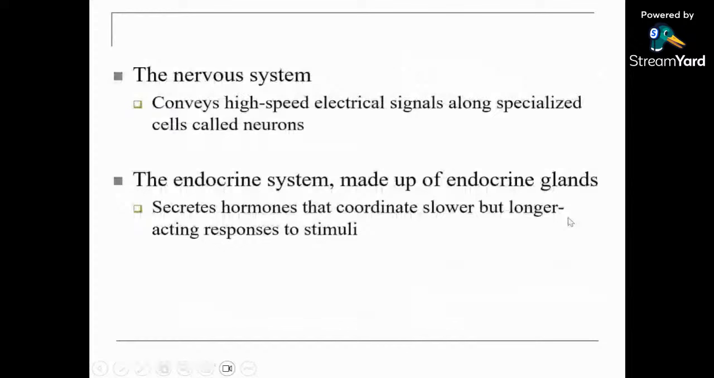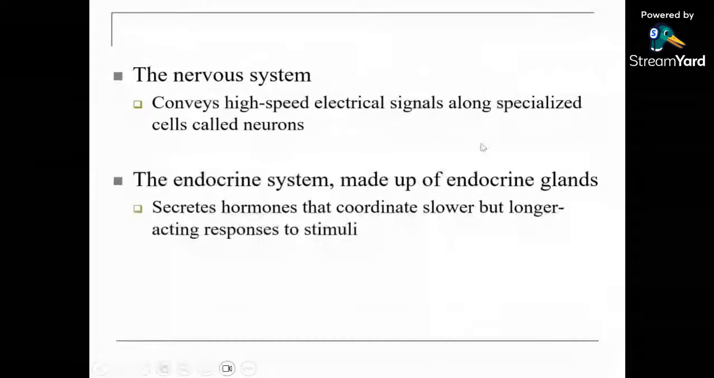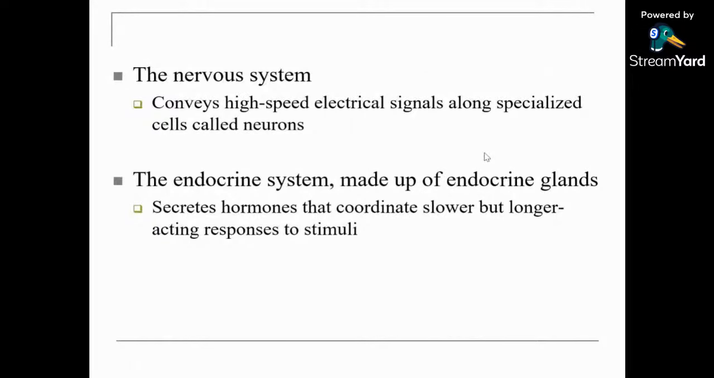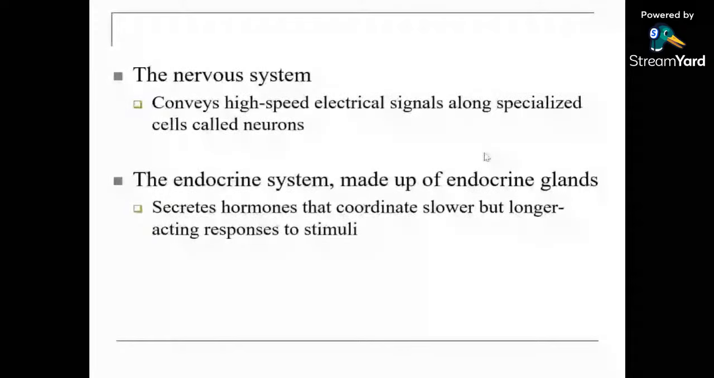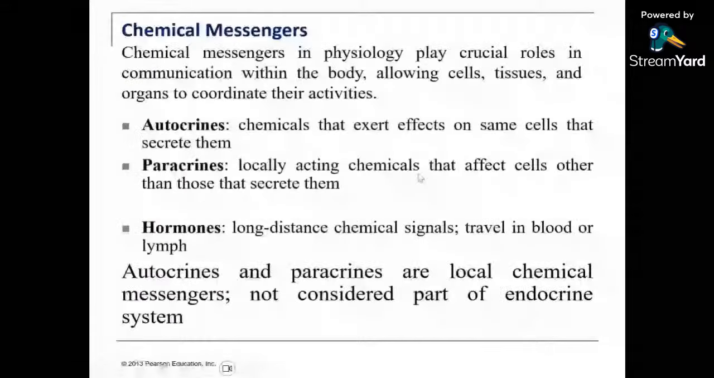Among the different systems in our body, mainly the nervous system and endocrine system take part in coordination with body cells. The nervous system uses high-speed electrical signals along specialized cells called neurons. The endocrine system, which is made up of endocrine glands, secretes hormones that coordinate with the different cells of the body. In our body, there are different messengers which play a role in communication, allowing cells, tissues, and organs to coordinate their activities.